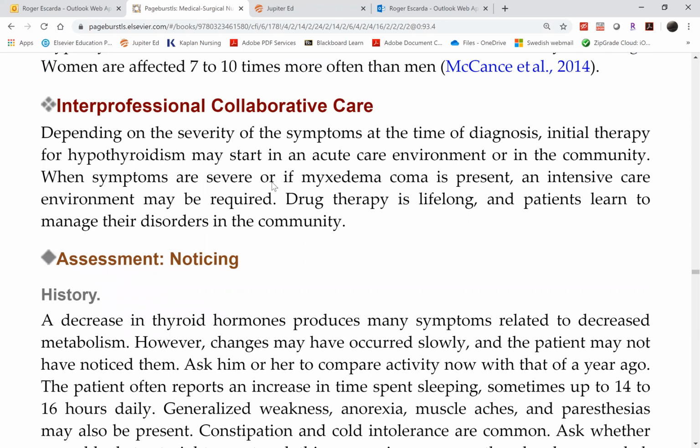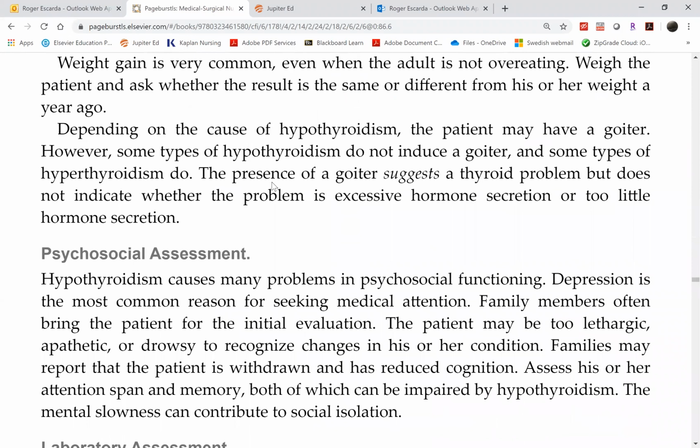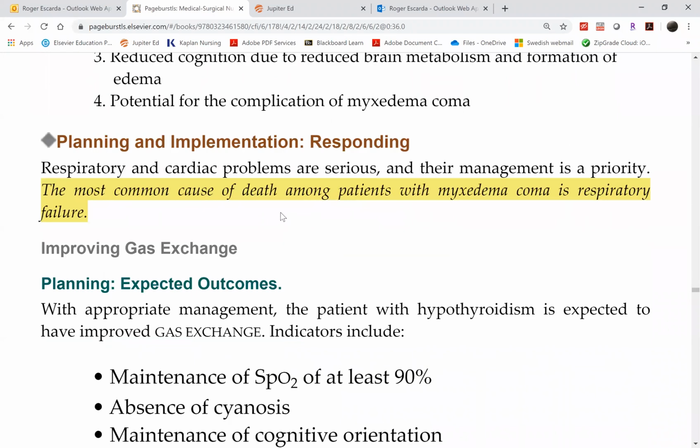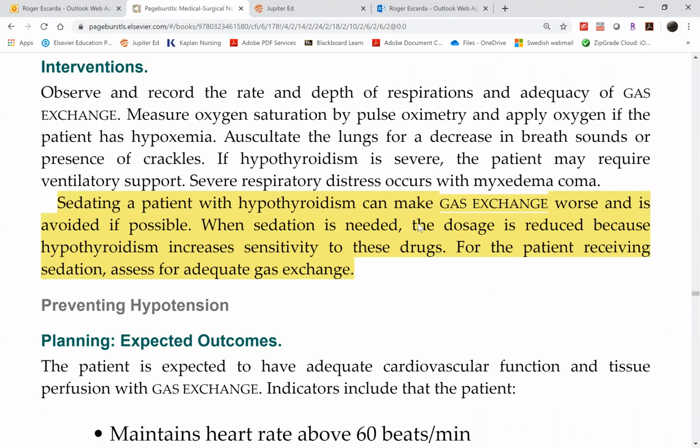All right, we did the signs and symptoms already. You can read these for the explanation. I'll go straight to interventions. Here's the cause of death I mentioned earlier from myxedema coma. So it's either respiratory failure or shock. Here's a warning that the diaphragm is also a muscle. So when these patients have muscle weakness, please remember that the diaphragm is also a muscle, so the patient may go into respiratory failure.